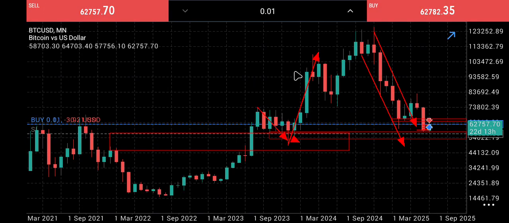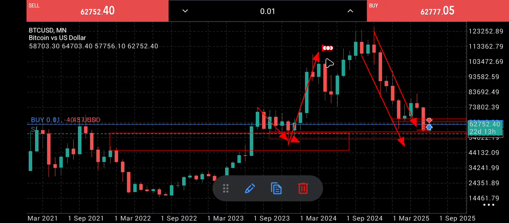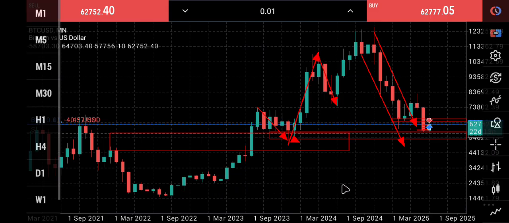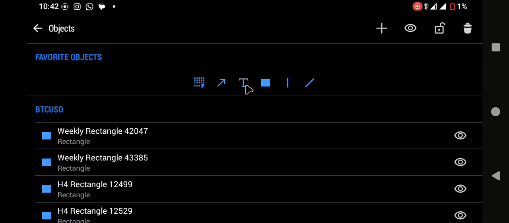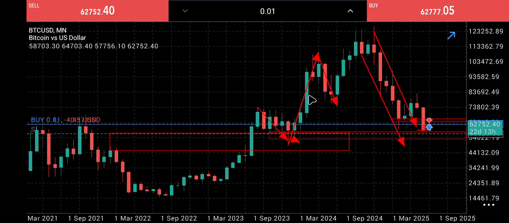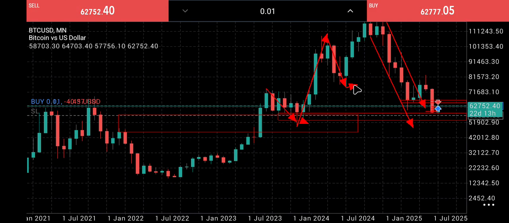Remember I explained in the previous video that for me to identify a pullback, I should have at least two candles that have the opposite color to the previous one. You can comment in the comment section if you have a question about pullback and the impulsive move formation.